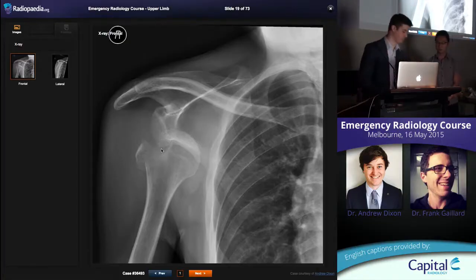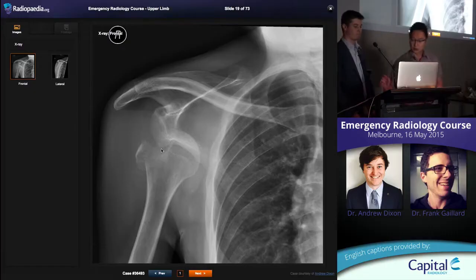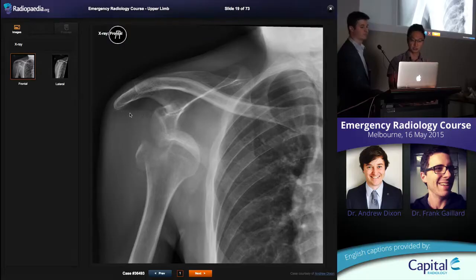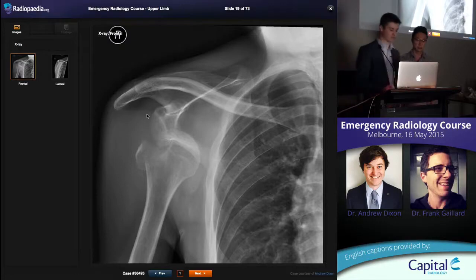Do you want to point that out? That's all right, just speak loudly. So there appears to be a lipohaemarthrosis within the shoulder joint. You can clearly see that through an air fluid level. That's correct. Well, that's very close to being correct.